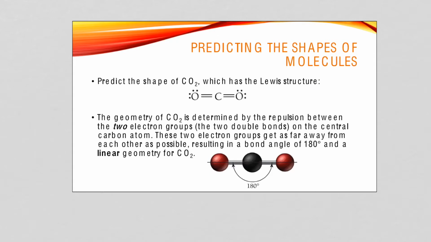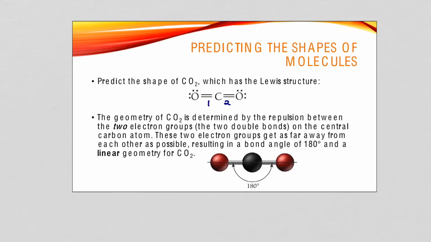If we start by looking at one of the structures we drew last time, carbon dioxide, or CO2, when we drew the Lewis structure, it looked something like this, where we had our carbon in the center and the two oxygens connected by two double bonds. Now, if we look at these groups, we can see that we have 1, 2 electron groups around carbon.